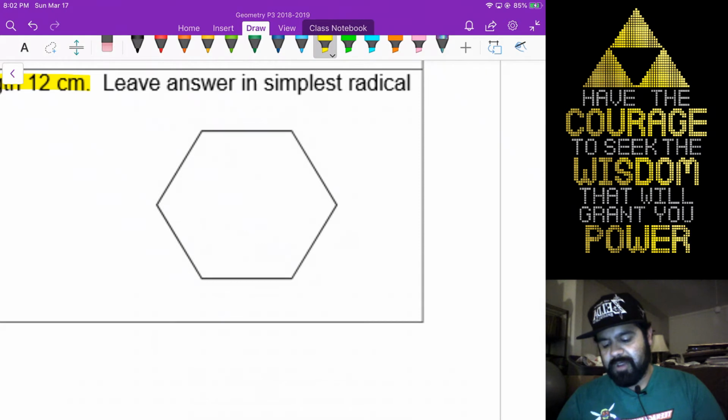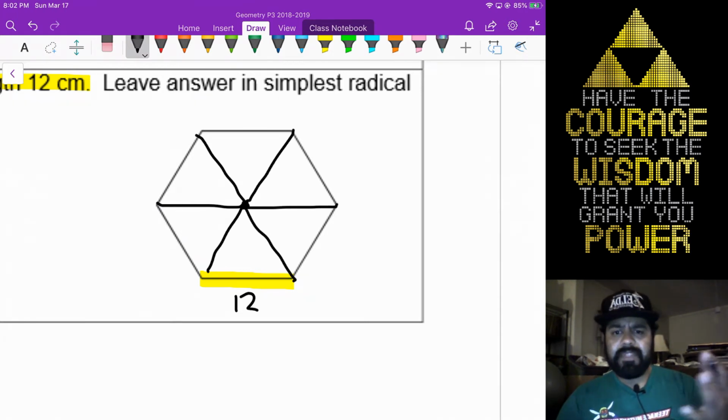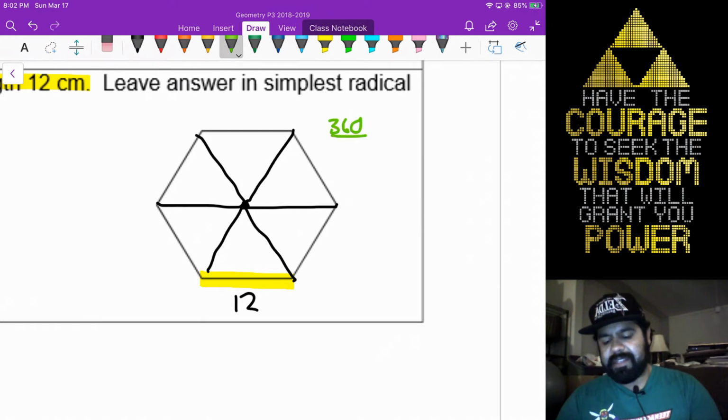Okay. The area of a regular hexagon, side length of 12. So we got our 12 that's right here, that's the length of the side. And again, I kind of showed you guys in class, why do we do what we do? What's our first step? How do we go about it? Right, so then here I see each of those corner angles in the center have to add up to 360. So 360 divided by 6 gives us 60.